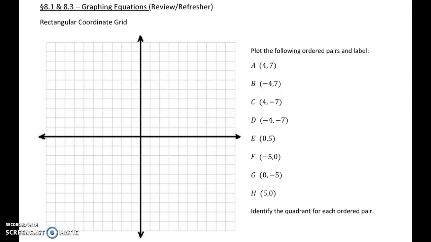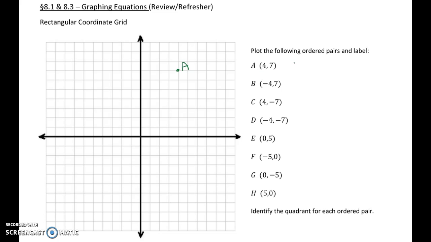This is the introduction to Chapter 8. This is a review from Introductory Algebra, so this should all look familiar. We have a rectangular coordinate grid, and we're just going to practice plotting points. So point A is at 4, 7. Remember the origin's in the middle. We'll go 4 to the right and 7 up, and we'll place point A at that ordered pair.